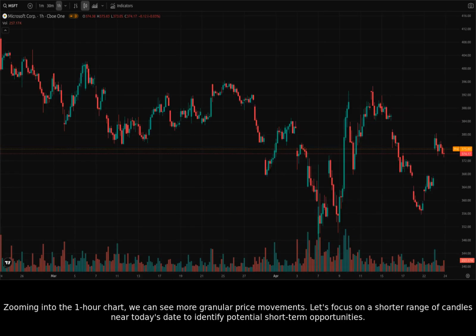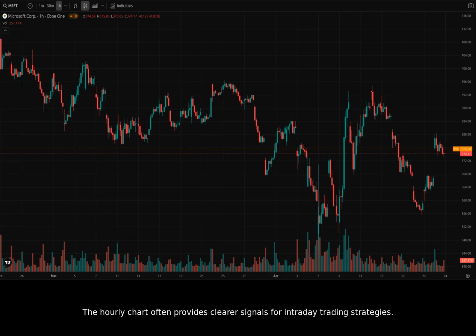Zooming into the one-hour chart, we can see more granular price movements. Let's focus on a shorter range of candles near today's date to identify potential short-term opportunities. The hourly chart often provides clearer signals for intraday trading strategies.